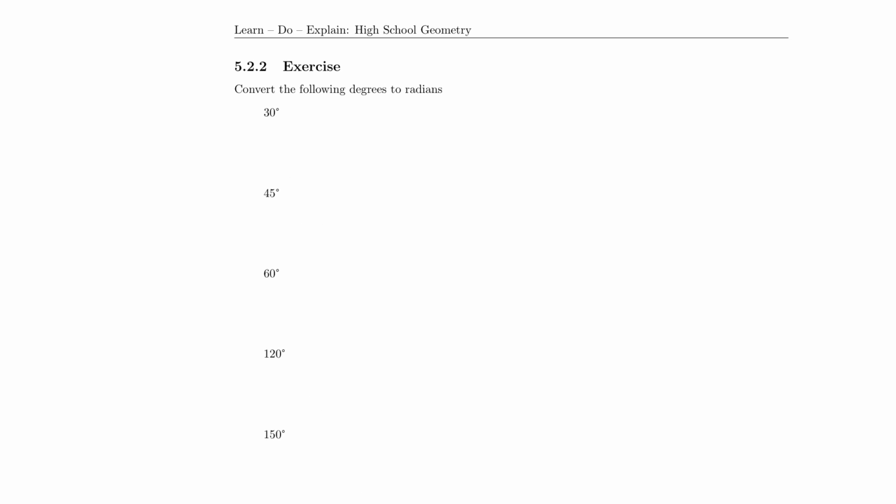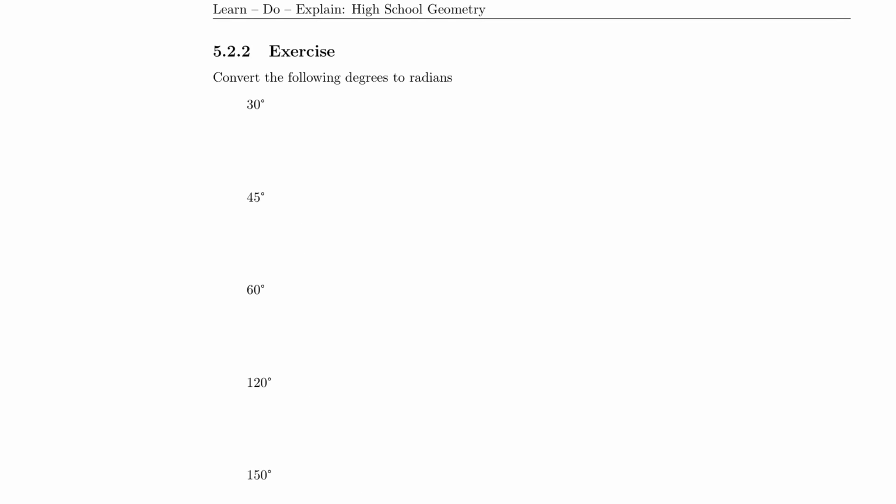Okay, so here we have the first exercise. Let's put in practice what we just learned. Let's make a note right up here and say, remember this conversion. Pi is 180 degrees. Okay, so to convert from degrees to radians or from radians to degrees, we could always use this.